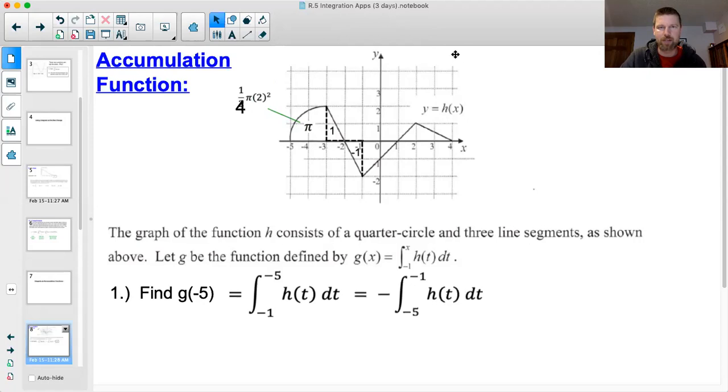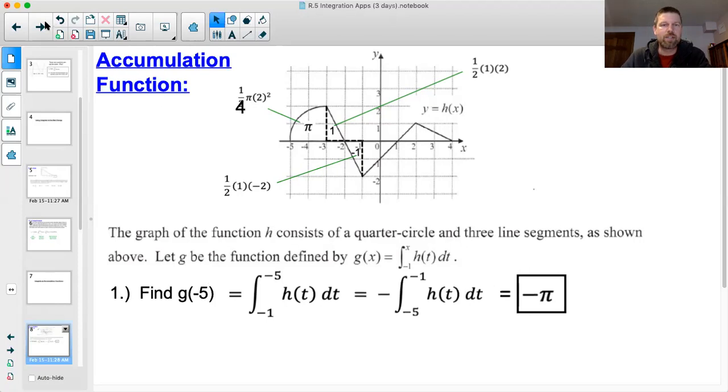This is 1 because that's a triangular shape. Area of a triangle is 1/2 base times height. In this case, 1/2 times a base of 1 and a height of 2. That's the same triangle, except it's got an integral value of -1. It's -1 because that's got a base of 1, but a height of -2, right? That's going down, so that's a distance of -2. 1/2 times 1 times -2, that's -1. If I wanted to find this integral, that would be pi plus 1 plus -1, so just pi. So my final answer is going to be -pi because that made it negative. That is the value of g of -5.